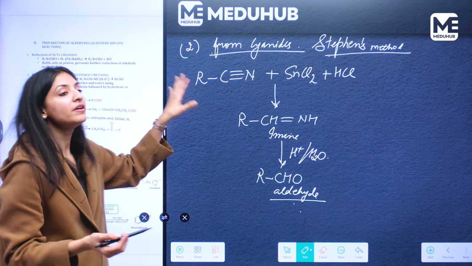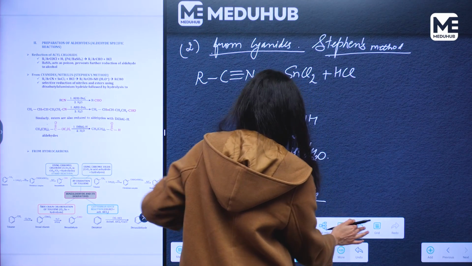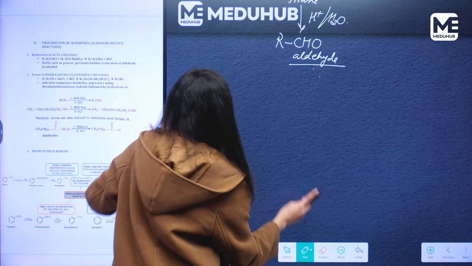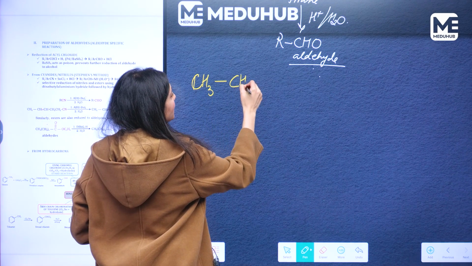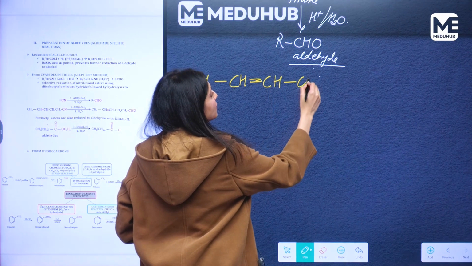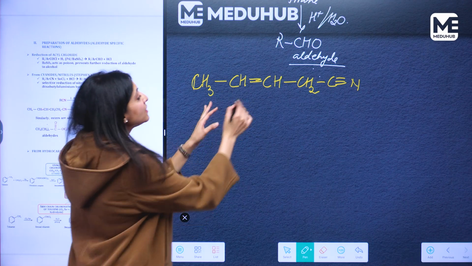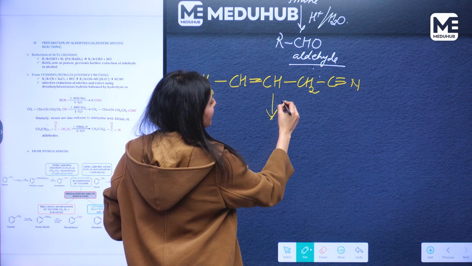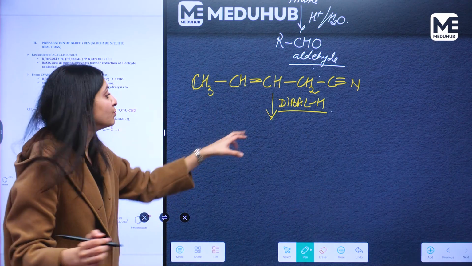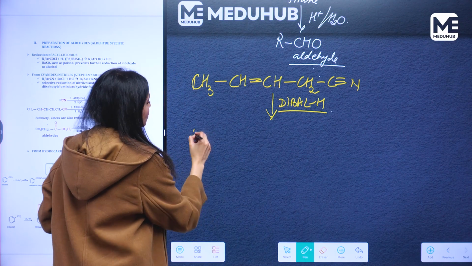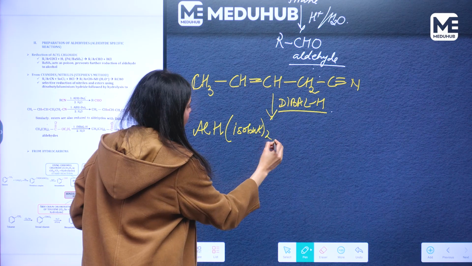What happens when we have a nitrile which has a double bond in it too? For example, this compound: CH3, CH double bond CH, CH2, C triple bond N here. Such a compound is reduced to an aldehyde using DIBAL-H. This is diisobutyl aluminium hydride. So we have aluminium hydride and two isobutyl groups.